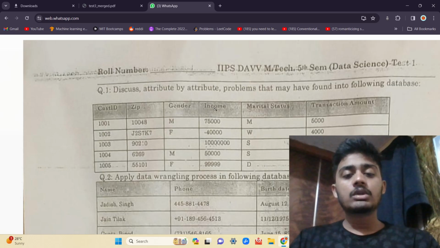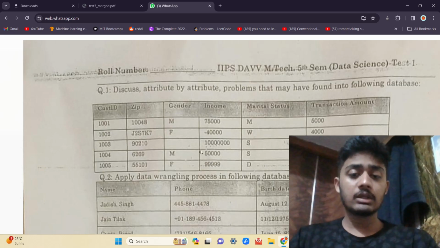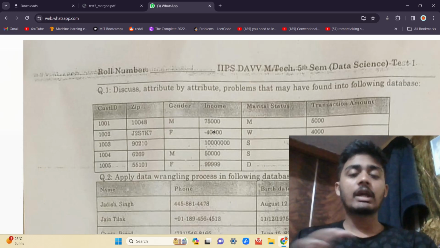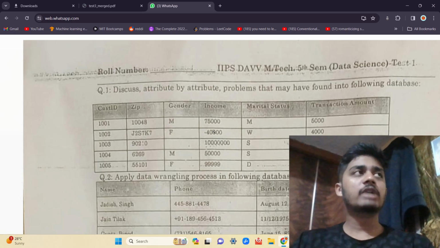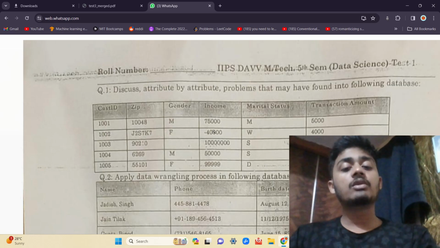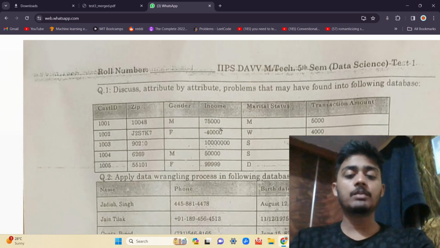Now coming to the income attribute. Here everything is good until the second one, which is negative, and income cannot be negative. It can be negative at some points if debt and other things are included, but here only income is given, and if income is given, it should always be a positive integer. So this can create a problem.